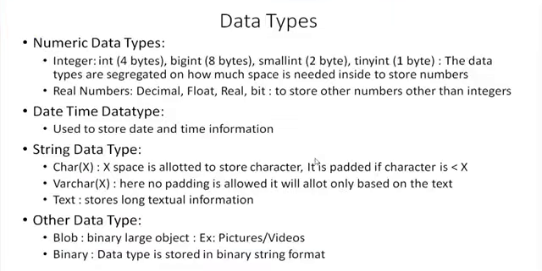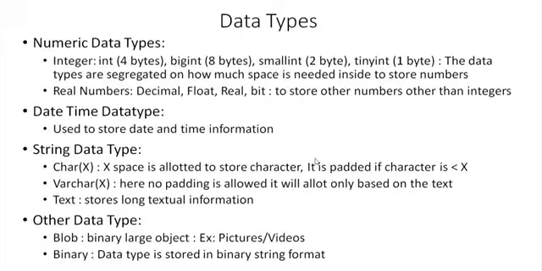In this session, we will go through the data types which are available in SQL. Basically, the data types in SQL can be grouped into 4 different groups: numeric data types, date time data types, string data types, and other data types. Under numeric data types, it can be classified into integers and real numbers. Integers, as you know, can be int, big int, small int, and tiny int.